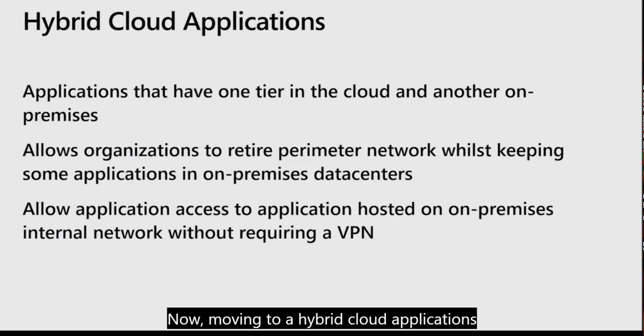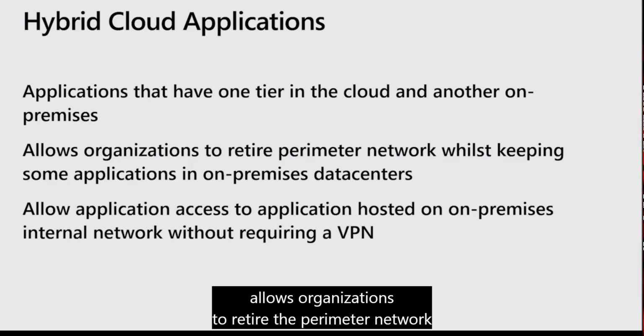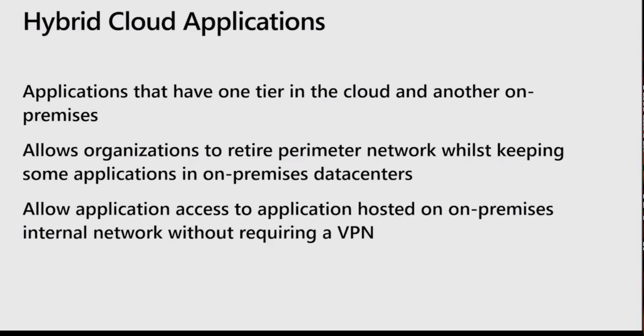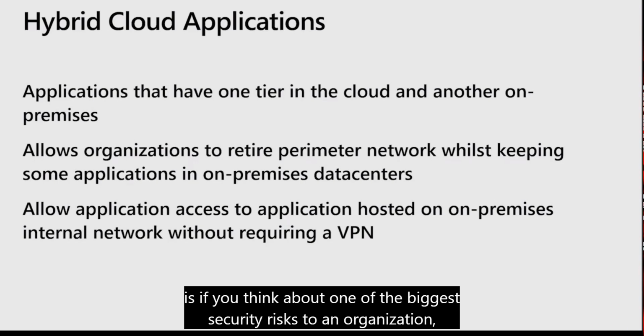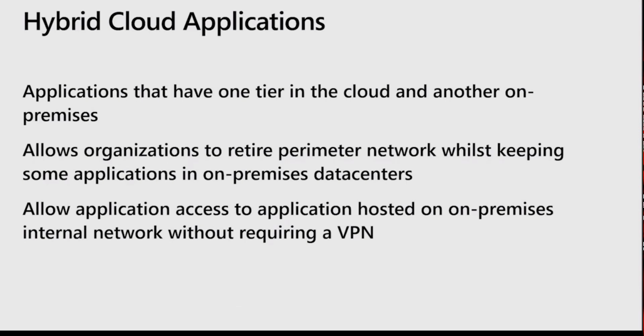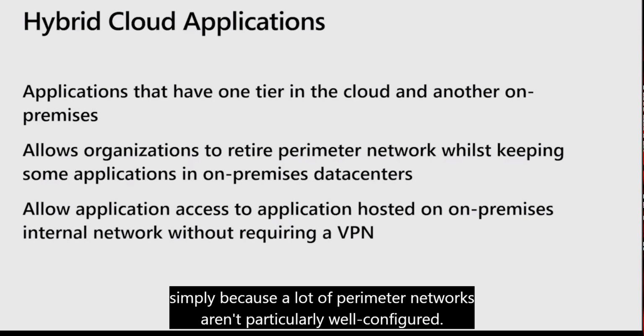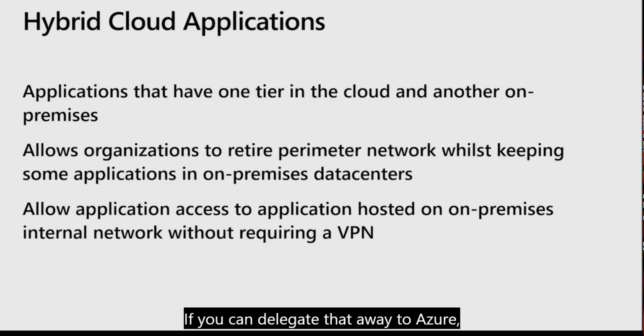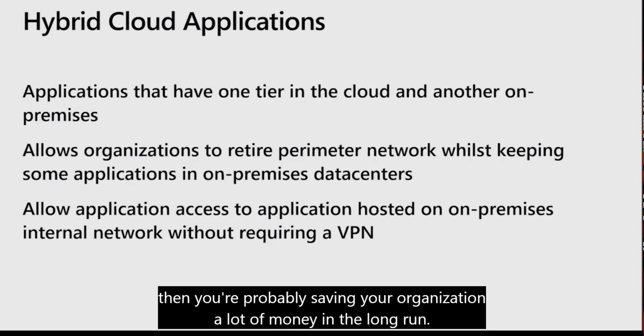Now, moving to hybrid cloud applications allows organizations to retire the perimeter network whilst keeping some of those applications in on-premises data centers. The reason they want to do that is, if you think about one of the biggest security risks to an organization, it's the perimeter network, simply because a lot of perimeter networks aren't particularly well configured and they require a lot of expertise to run and to monitor. If you can delegate that away to Azure, then you're probably saving your organization a lot of money in the long run.